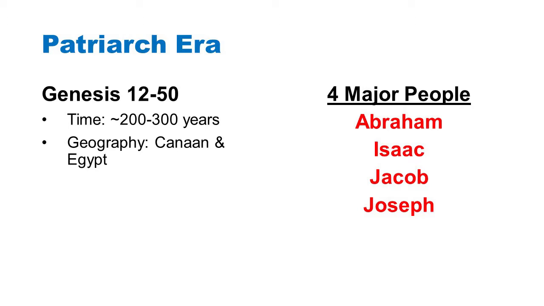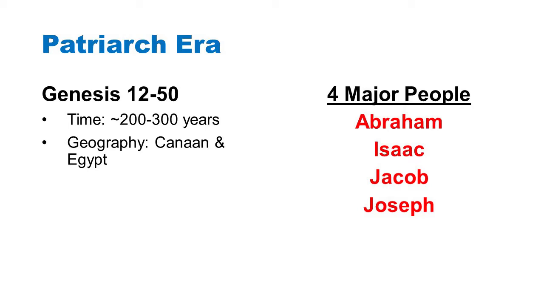Then we learn a little bit about his son Isaac, who is the child of promise, his son Jacob, who is also renamed Israel, and of course his 12 sons, who will become the 12 tribes of Israel. And then the last character in the book of Genesis is, of course, Joseph, and the wonderful story. And as tempting as it is for me to talk about each of these men, we can't, because this is an overview. But these are some incredible stories and wonderful things that are taking place in the patriarch era.